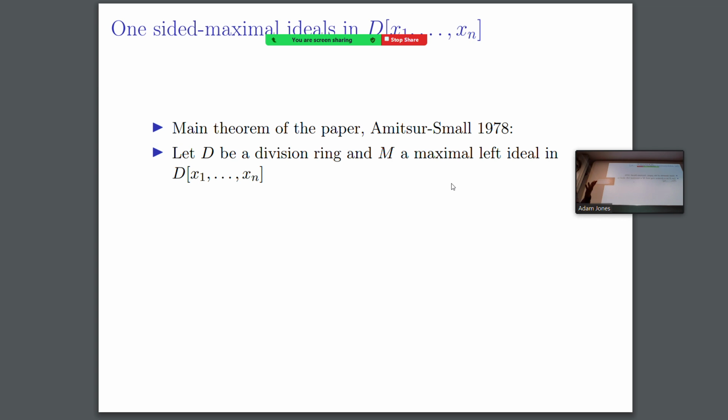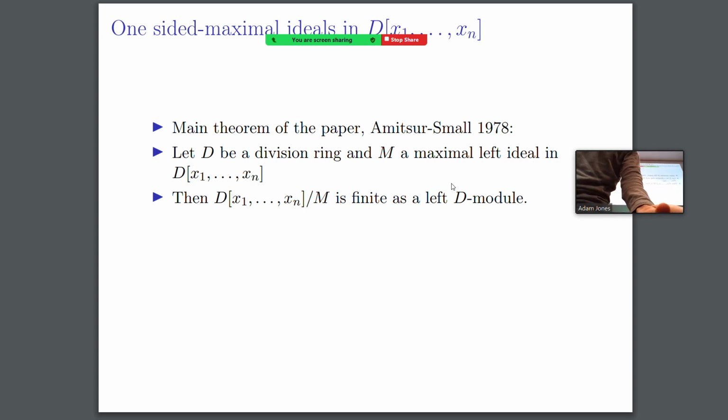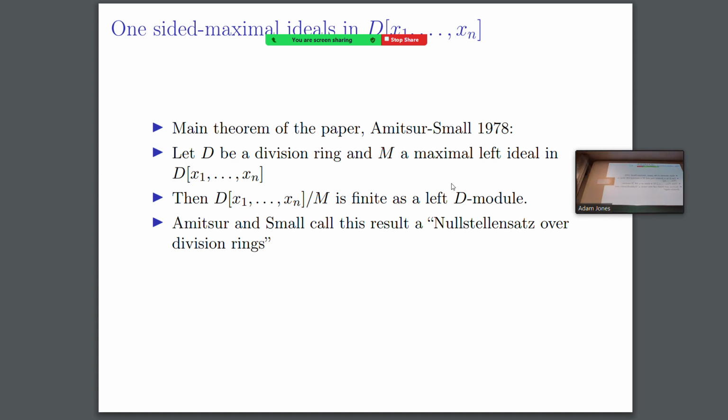Take a division ring, so it could be the quaternions, but any division ring, and take a maximal left ideal in this ring. Then if you look at the quotient module of this ideal, it is finite as a left D-module. And they call this result a Nullstellensatz over division rings.